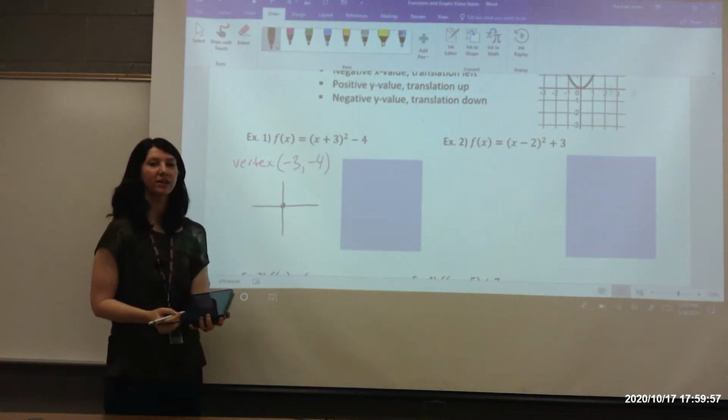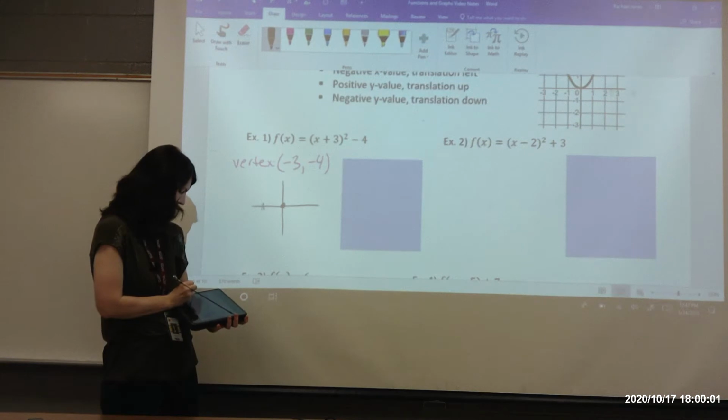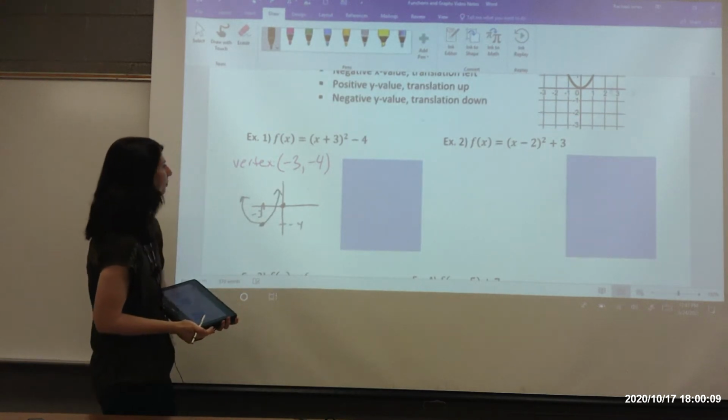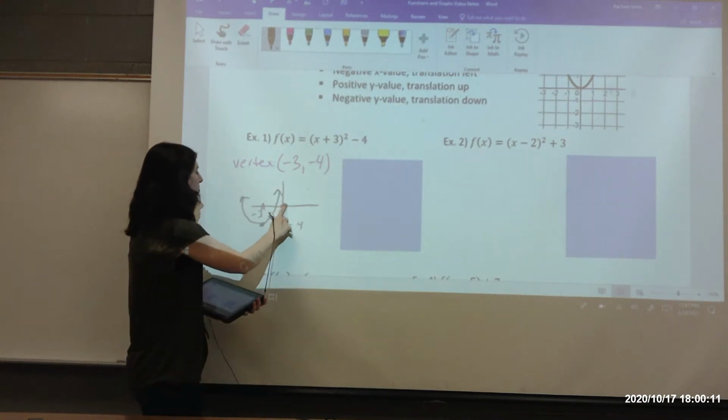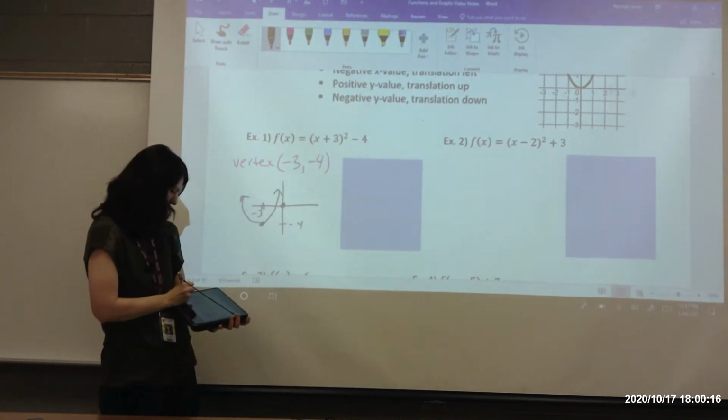And now my vertex is moving to negative 3, negative 4. Well, I know negative 3 is here to the left. Negative 4 is down here. So it went boom, boom. Right? And then it went like that. So my vertex moved left 3, down 4. And that's how I would answer that question.